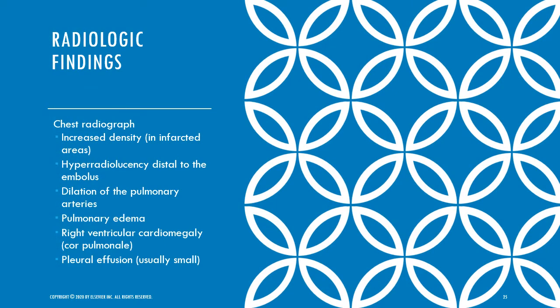Chest X-ray patterns. On a chest X-ray, it's possible to see increased density in infarcted areas, dead areas, hyperradiolucency distal to the emboli, dilation of the pulmonary arteries, pulmonary edema, right ventricular cardiomegaly or cor pulmonale, or pleural effusion, though it's usually small.